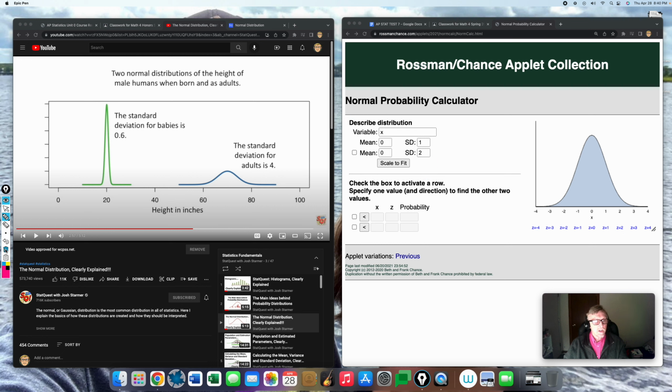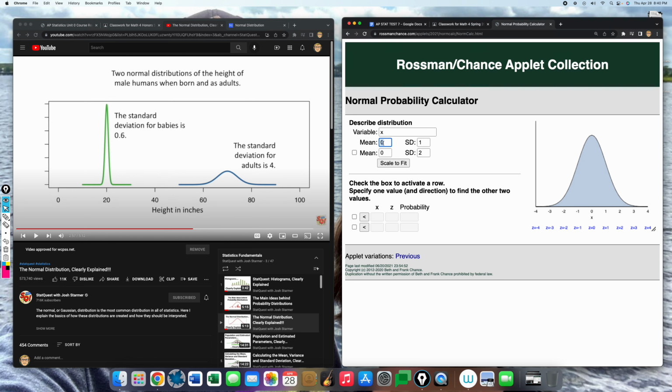So, Mr. Molikash, how do I use this? Well, let's look at the babies first, right? The variable that we're looking for is the male heights, the length of male babies, and the average, as he mentioned in the video, is 20 inches, and the standard deviation is 0.6.